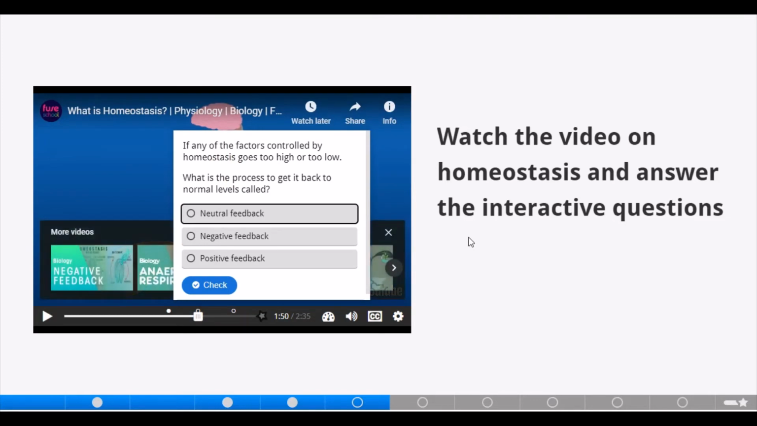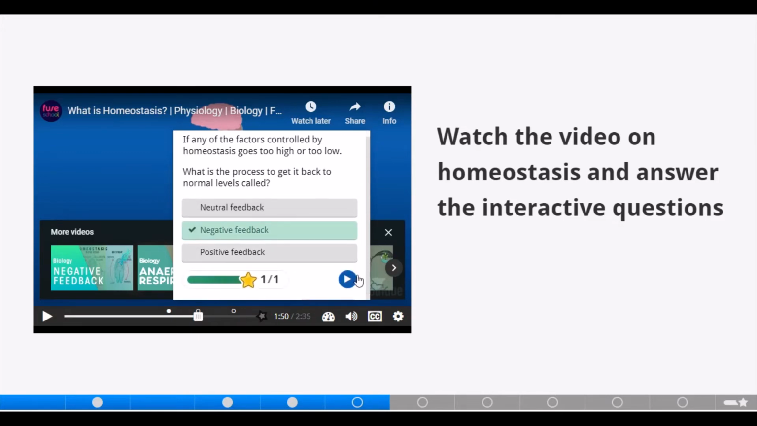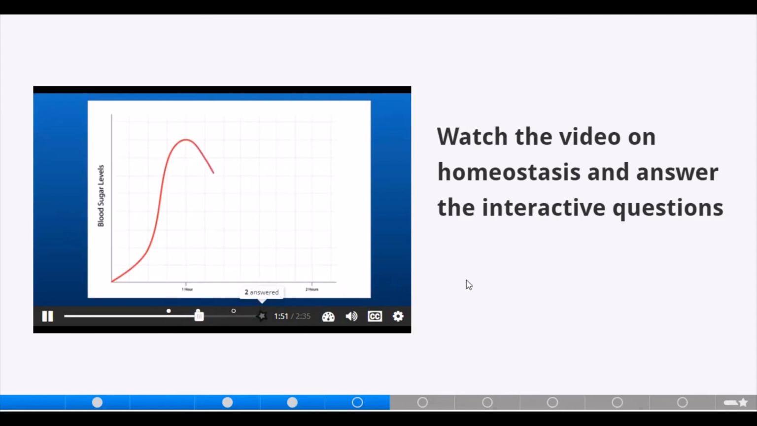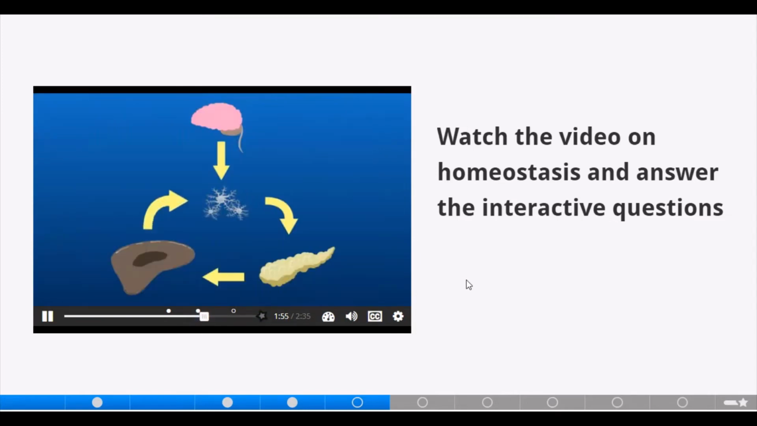If any of the factors controlled by homeostasis goes too high or too low, what is the process to get it back to normal levels called? Negative feedback. Therefore, as you can see on the graph, the blood sugar level returns to normal. Negative feedback is the loop from which the body detects a stimulus, reacts by responding accordingly, and brings the body back to the normal levels.